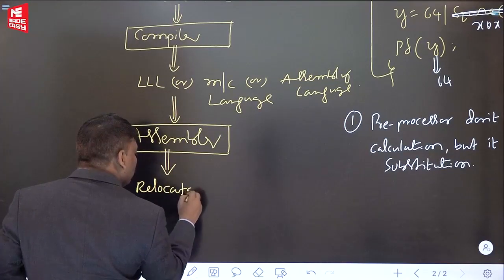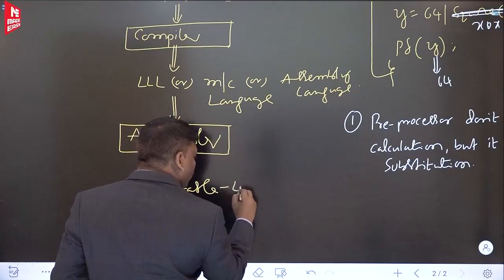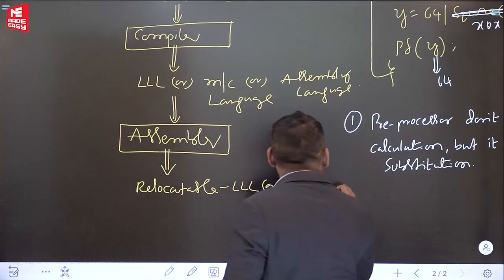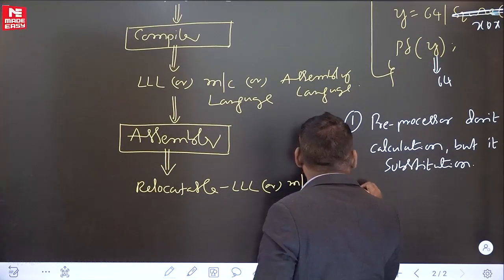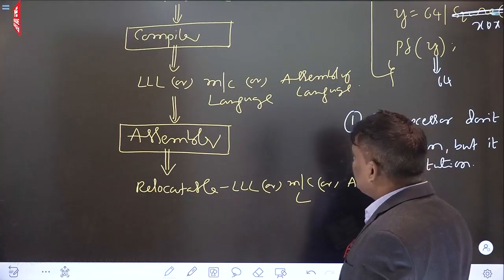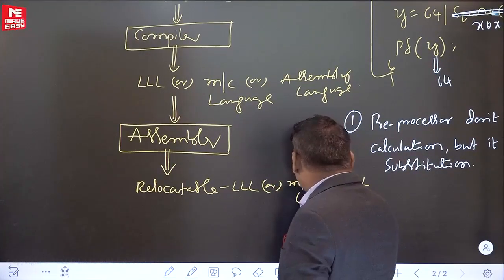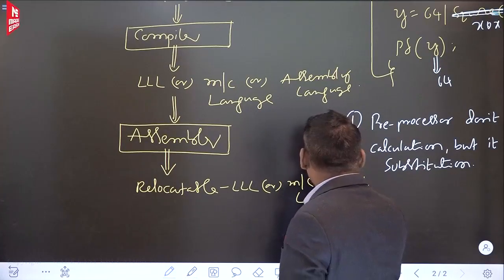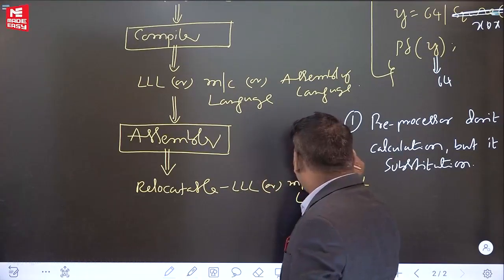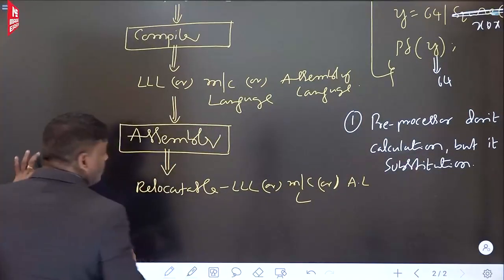Relocatable machine language. Relocatable low level language or machine language or assembly language. Please be careful. The assembler's input is going to be assembly language, and the output is going to be relocatable low level language, relocatable machine language, or relocatable assembly language. Please be careful. Some people are asking what is the meaning of relocatable?